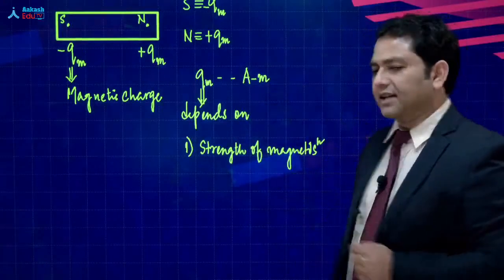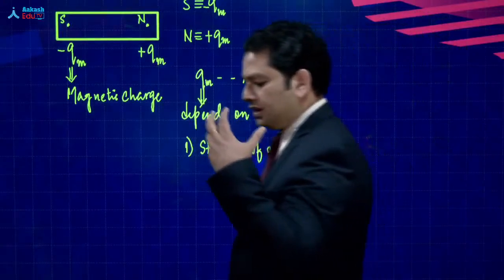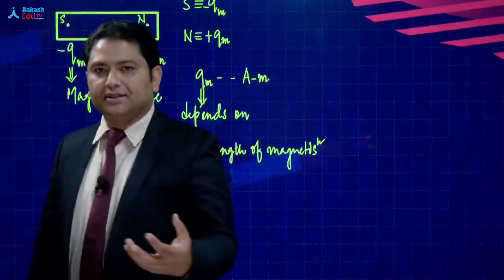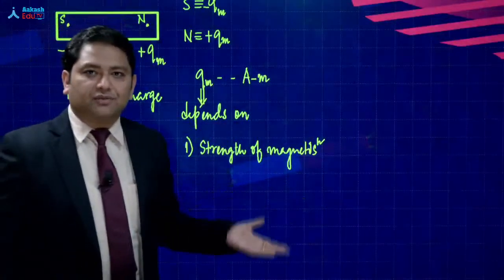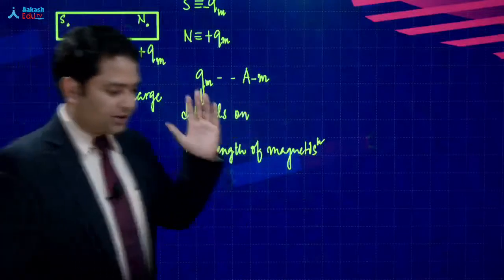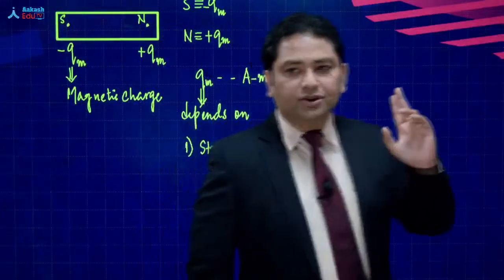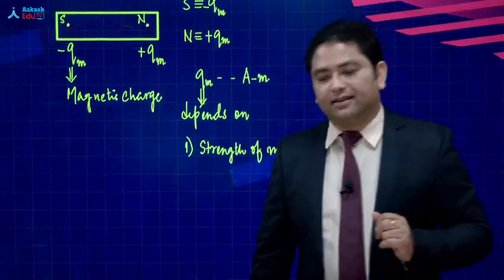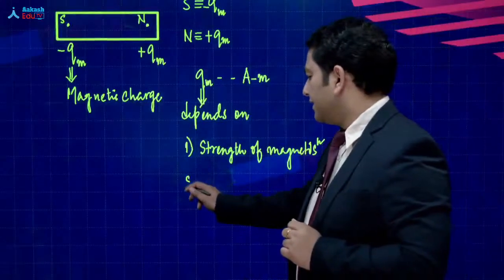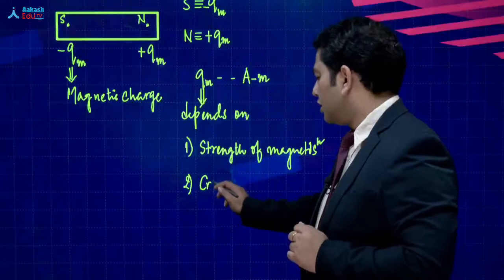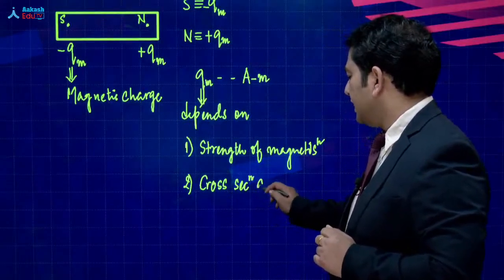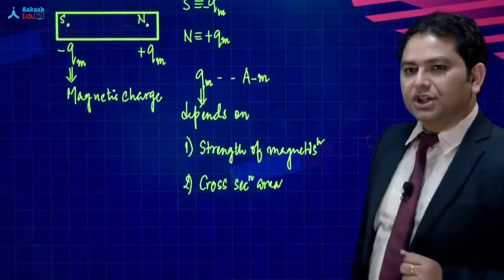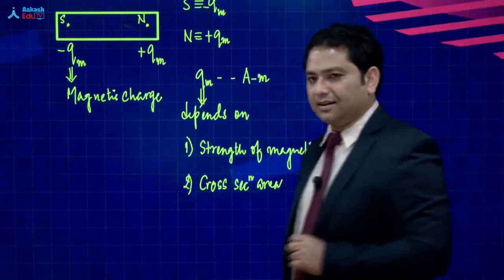Magnetization, that's cool. So if you have magnetized a substance to a very high intensity, the strength of magnetization would be stronger. So that is one part. And there is also a second dependence, and that is the cross-sectional area. Now the cross-section area of what? The cross-section area of the bar magnet.